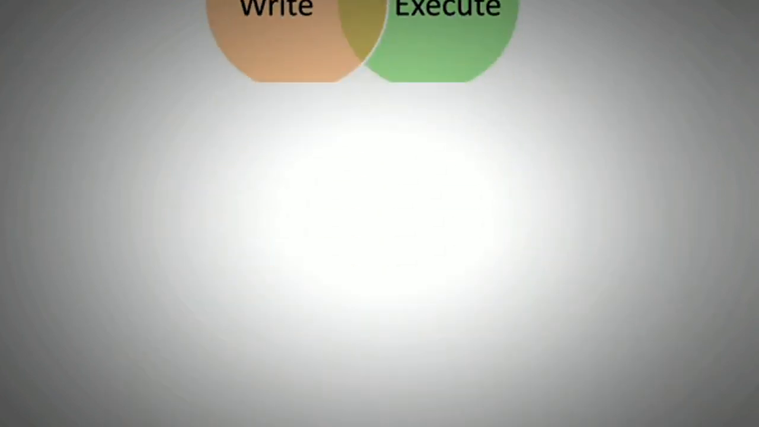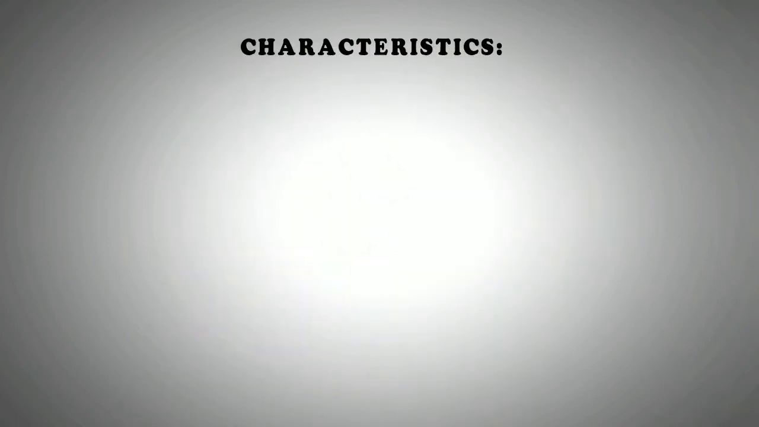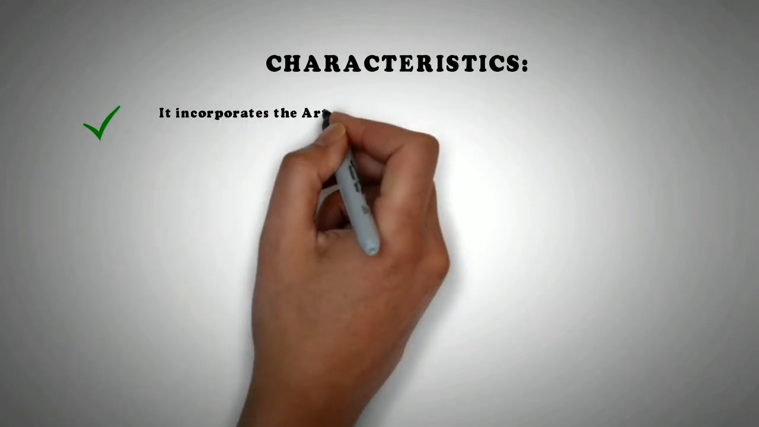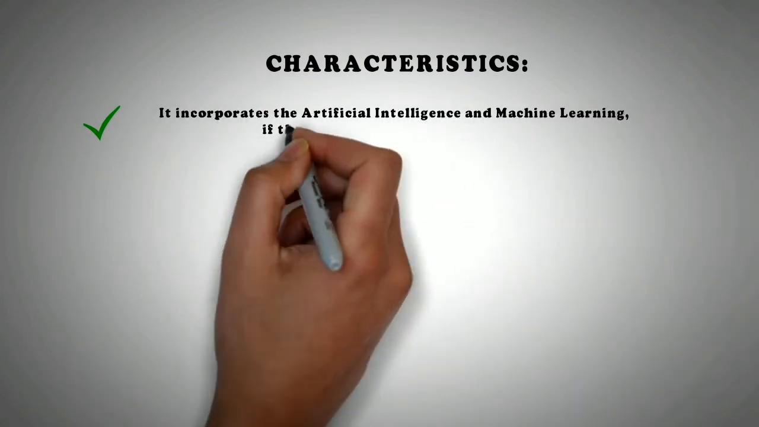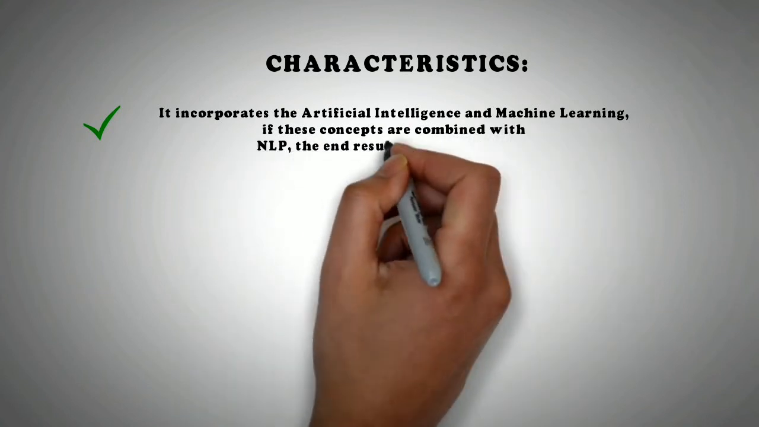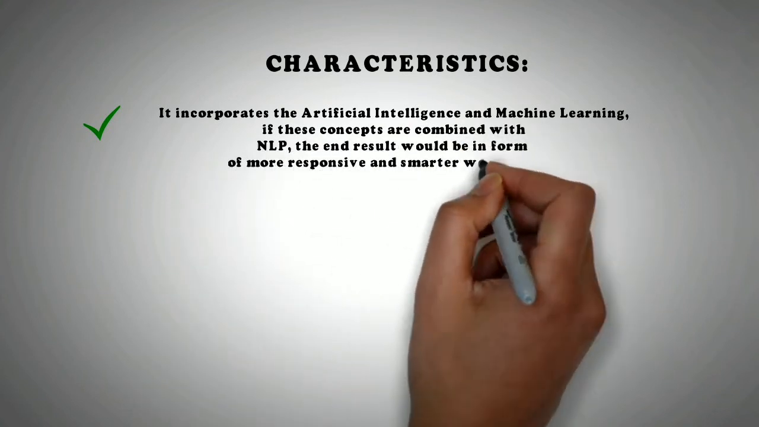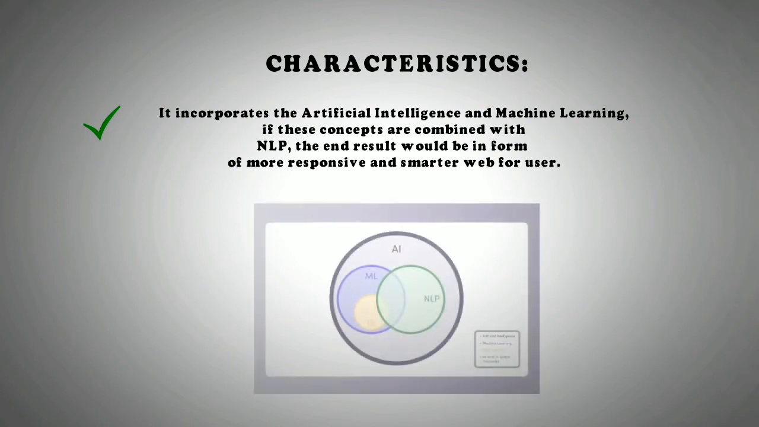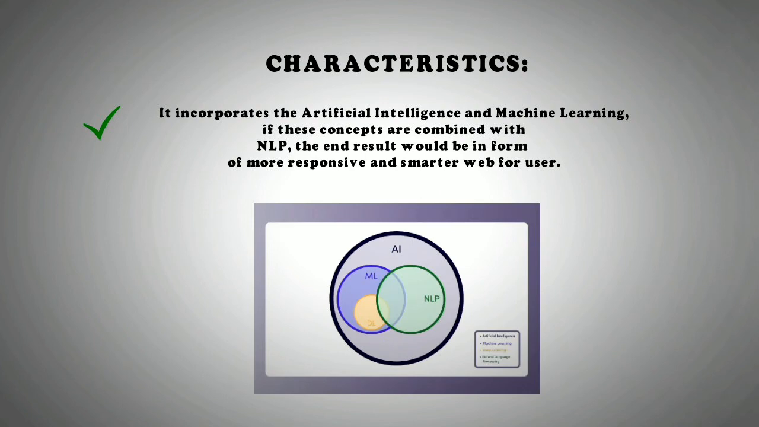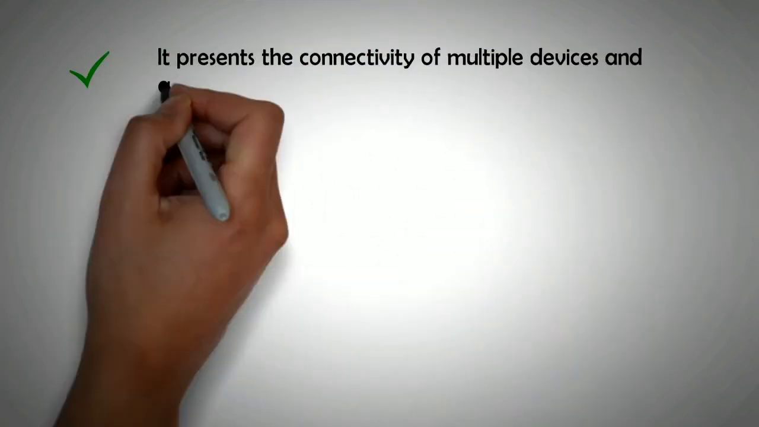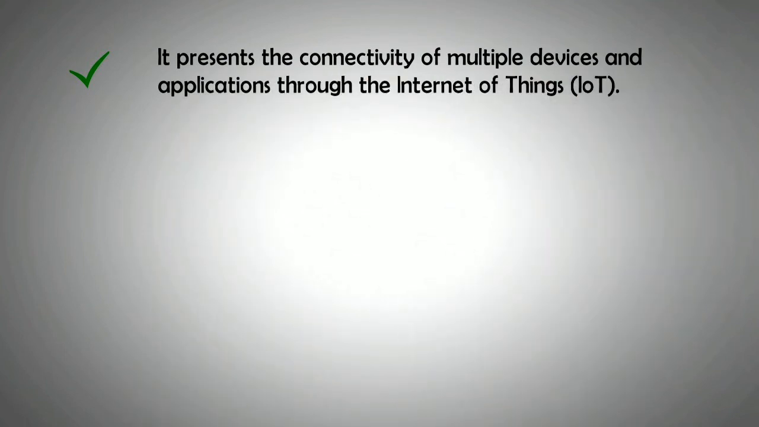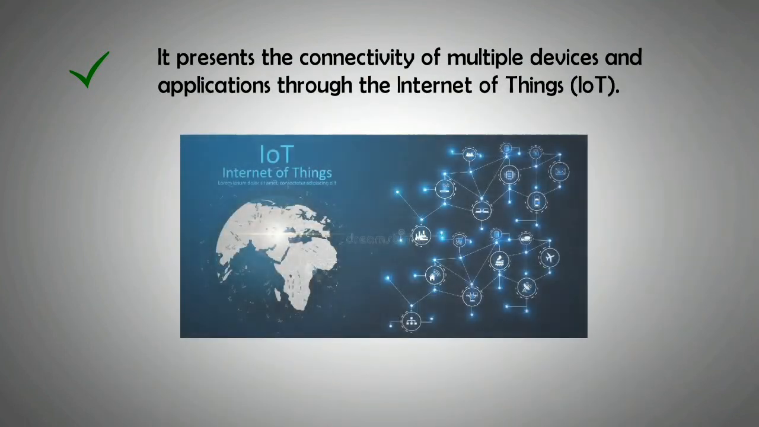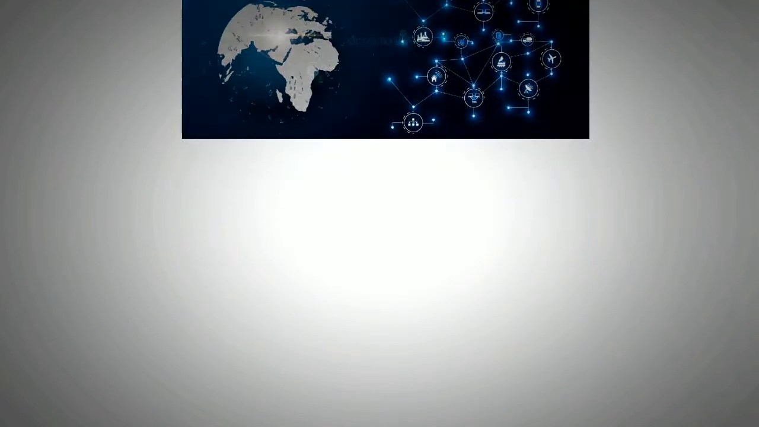So now we're gonna discuss some characteristics of Web 3.0. It basically incorporates the concepts of artificial intelligence, machine learning, and NLP. If these concepts are combined with each other, we will get some astonishing results. The second characteristic of Web 3.0 is that it provides us connectivity between multiple devices and applications through the IoT, which is a major technology we will see in the future.